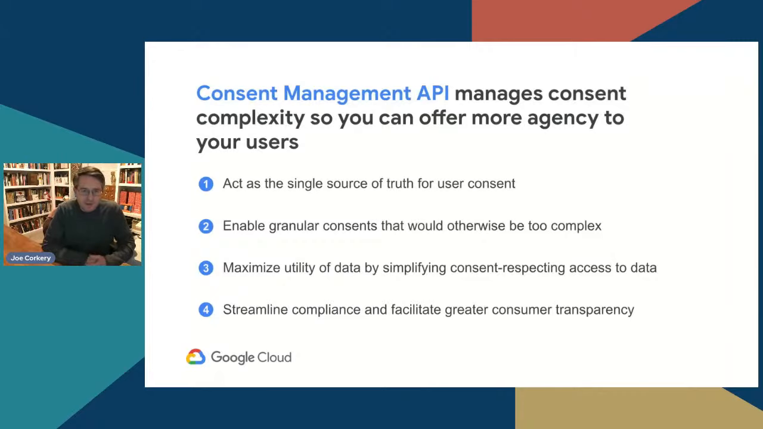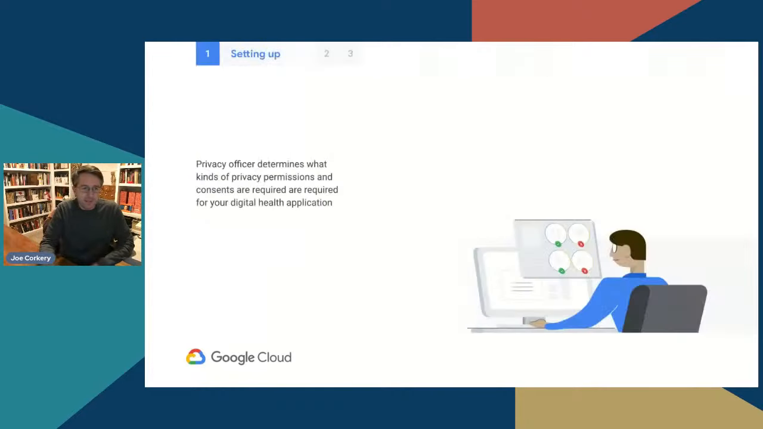The API acts as a single source of truth for user consent, and gives the ability to provide granular consents that would otherwise be too complex to provide, enabling you to maximize the utility of the data while also working in a consent-respecting process for that data. And finally, it streamlines compliance and facilitates greater consumer transparency about how the data is being used.